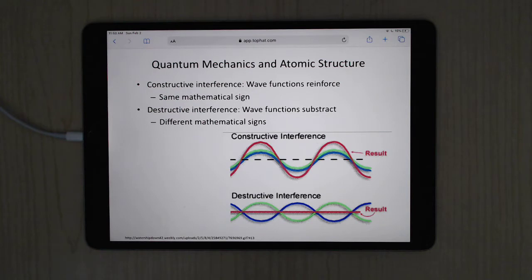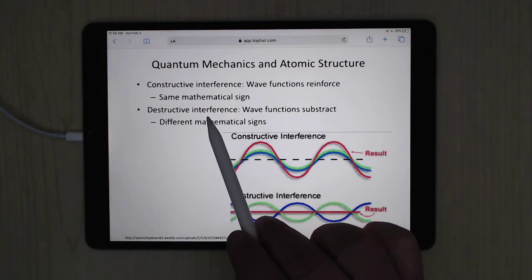Okay, so the first thing you have to realize with quantum mechanics is that most of the time when we deal with positives and negatives, we're going to be dealing with mathematical signs, not positive charge and negative charge. So if you see a negative, most likely it's going to be a negative number as opposed to a negative charge. We're going to be dealing a lot with constructive and destructive interference.